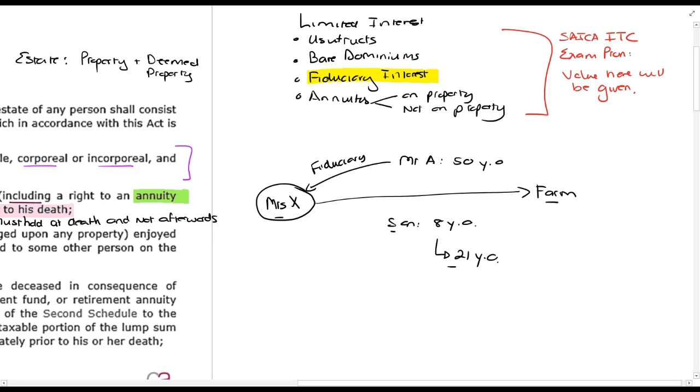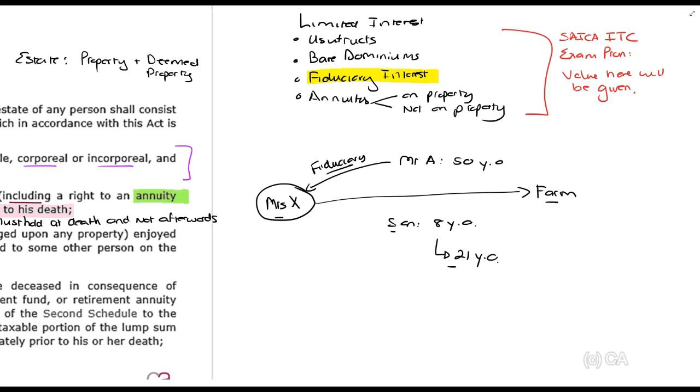She's never the owner, she's not the bare dominium holder, she's not the usufructuary, she's the fiduciary. She's got a fiduciary interest there. So it depends on how this agreement is set up, because it's set up in a lot of different ways. It could say that she takes a percentage of the profits, she takes all the profits, she gets paid some sort of fee, whatever that might be, but she's got this right there. And that has a value, because she's got a right to earn some money because of that.